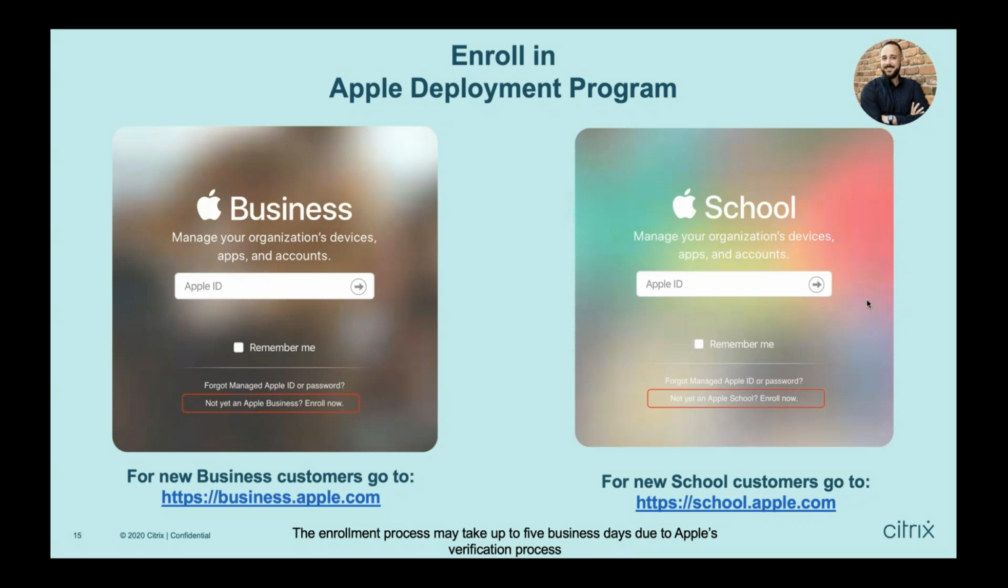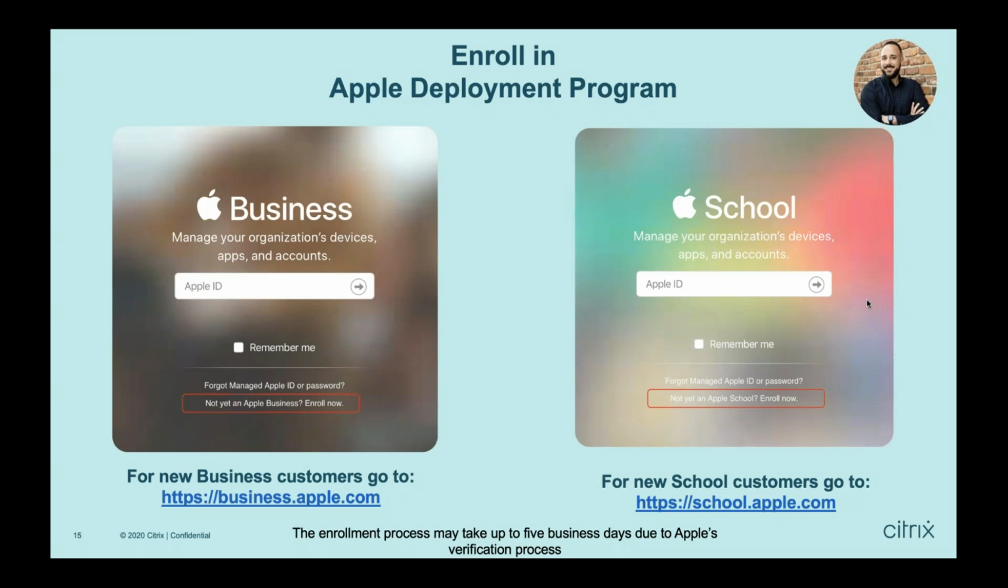There is a bit of a process to register your organization, right? And for Apple School Manager, of course, K through 12 and higher ed institutions have to be verified, right? So they go through a thorough verification process to get enrolled. And you'll go to business.apple.com or school.apple.com to register for those particular programs.